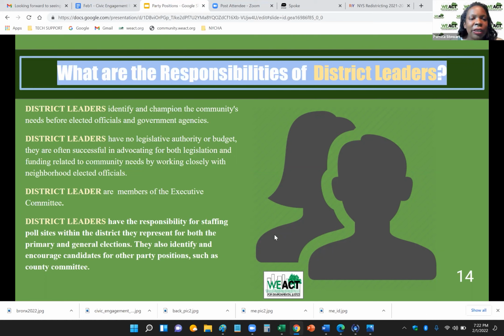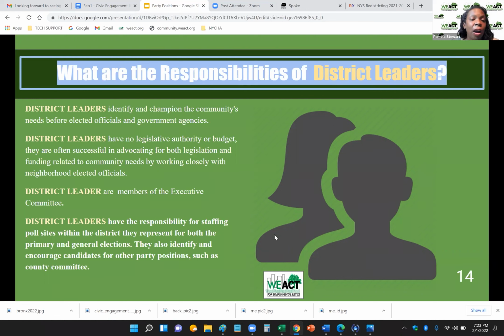So district leaders identify and champion the community's needs before elected officials and government agencies. District leaders have no legislative authority or budget. So we have no money coming to us for the work that we do in the community. But we are often successful in advocating for both legislation and funding related to the community's needs by working closely with our neighborhood elected officials.